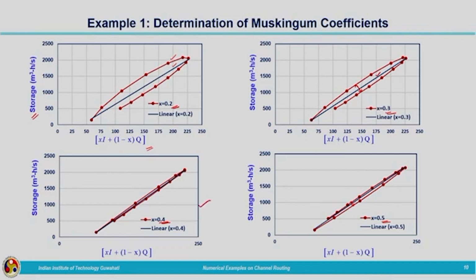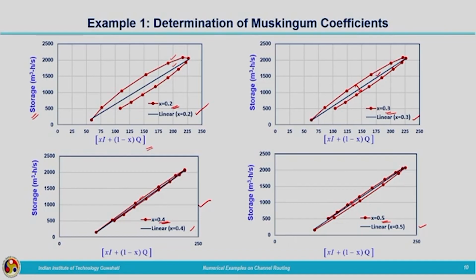In this case, the curve is approximately closer to the fitted straight line. Here in this case, more variation is there. When we are comparing the case with x equal to 0.2 and x equal to 0.3, better conditions are there in the case of 0.5 and 0.4, but the best one we can choose is the one with x equal to 0.4.